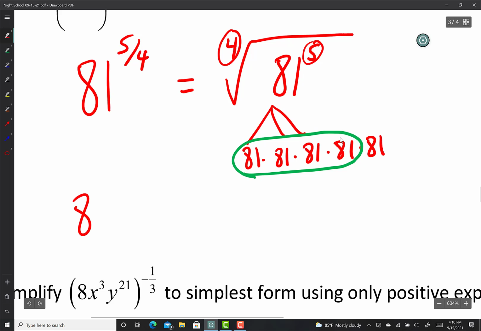So right now I have 81, because all 4 of them turn to 1. 4th root, and I have how many left? 1 more, 81. Now here comes the beauty part. I'm going to wait because this is going to be so awesome.